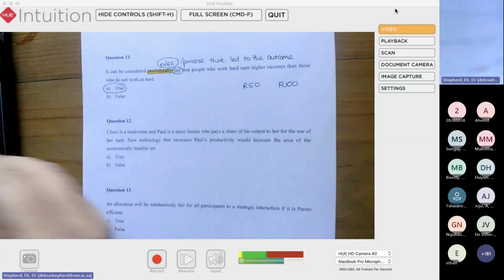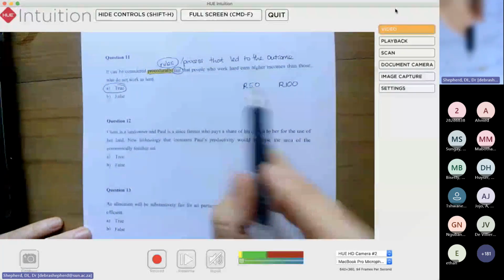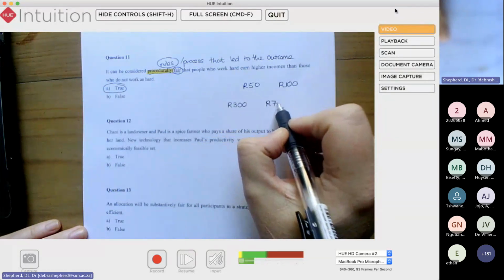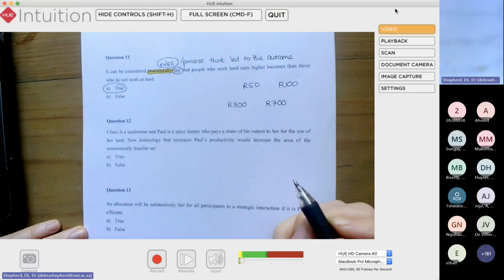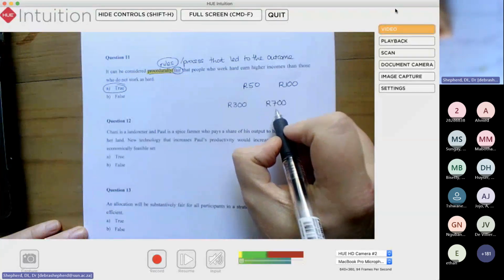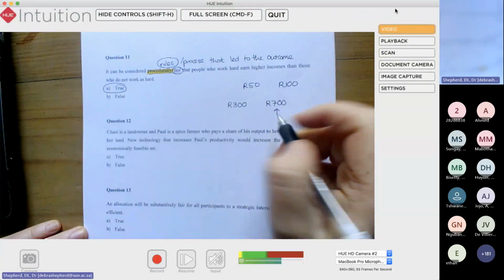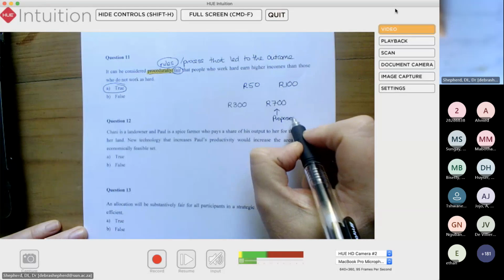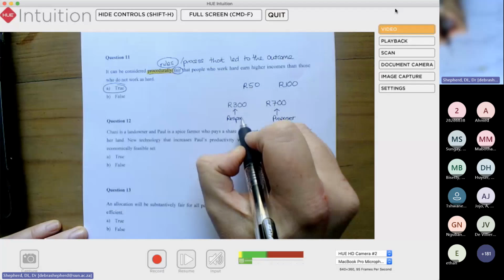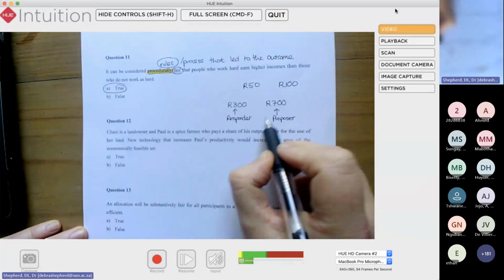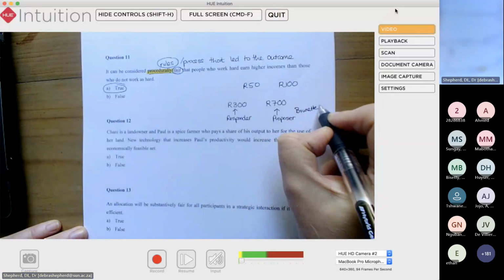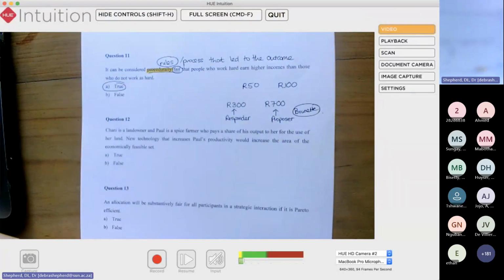Okay. Now, what if we think about the ultimatum game we just looked at, where one person gets 300 Rands and the other person gets 700 Rands? Let's say the proposer was the one who got 700 Rands, and the responder is the person who got 300 Rand. What if I told you that I selected the proposer because they were a brunette? Is that procedurally fair?